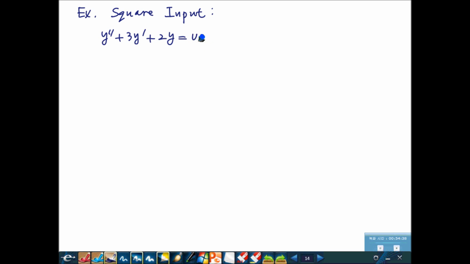So example 1. It is actually square wave input, square function input. Okay, this problem is y double prime plus 3y prime plus 2y is r of t, which is u of t minus 1 minus u of t minus 2. And all the initial conditions are zeros. Okay. This is a square function, right? So the input term is a square function.